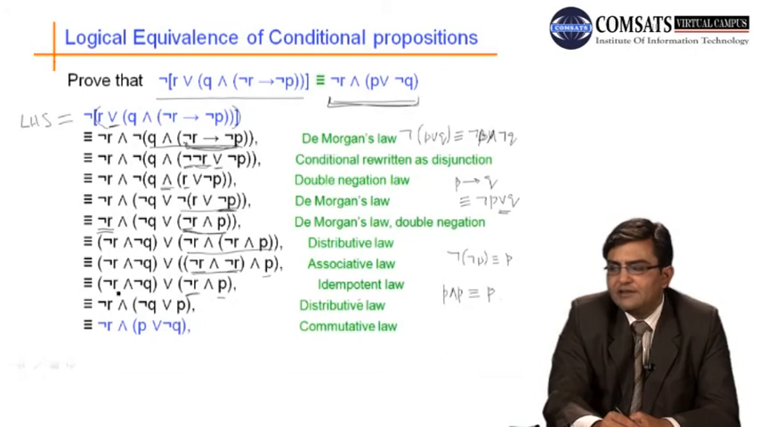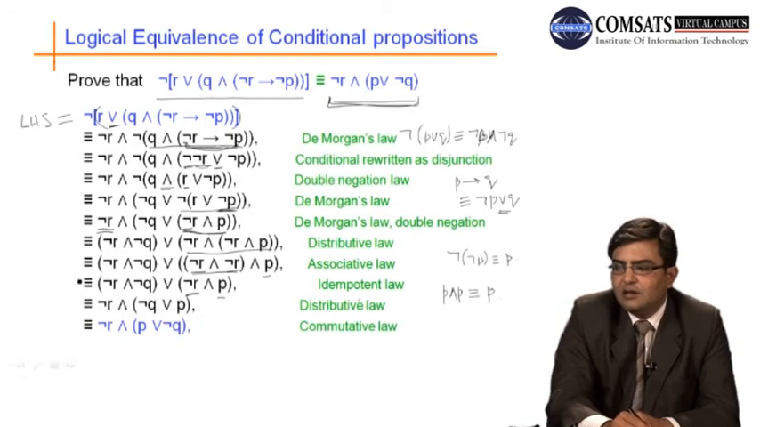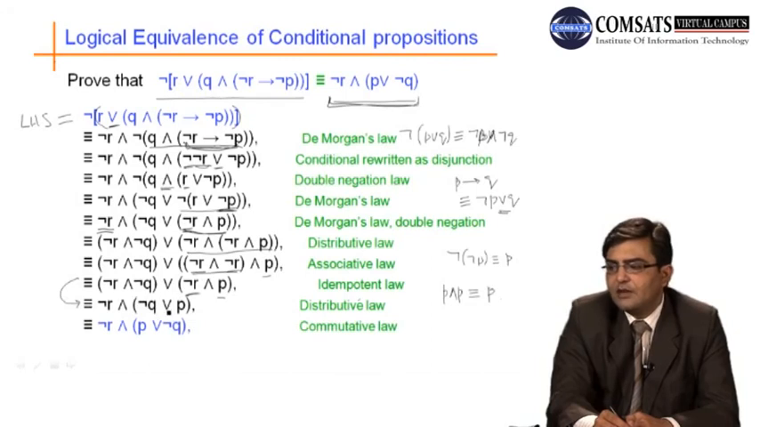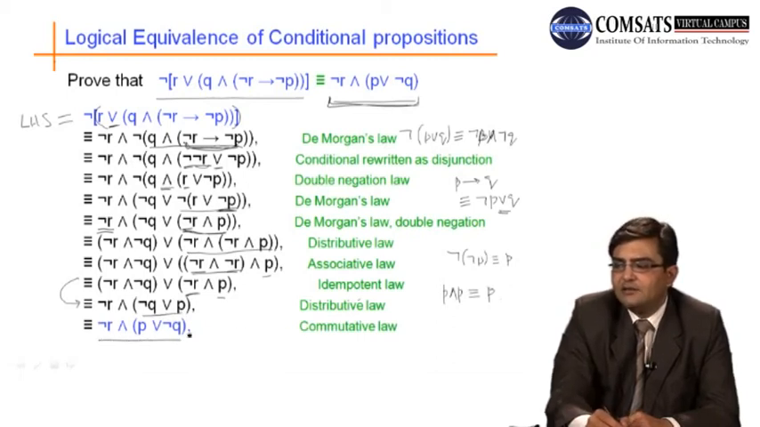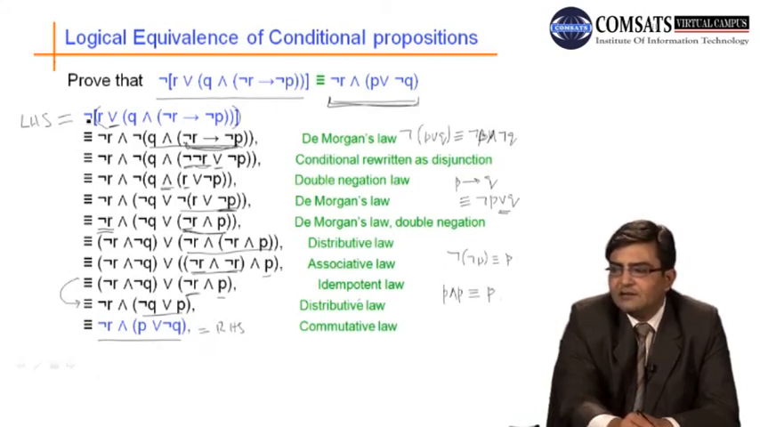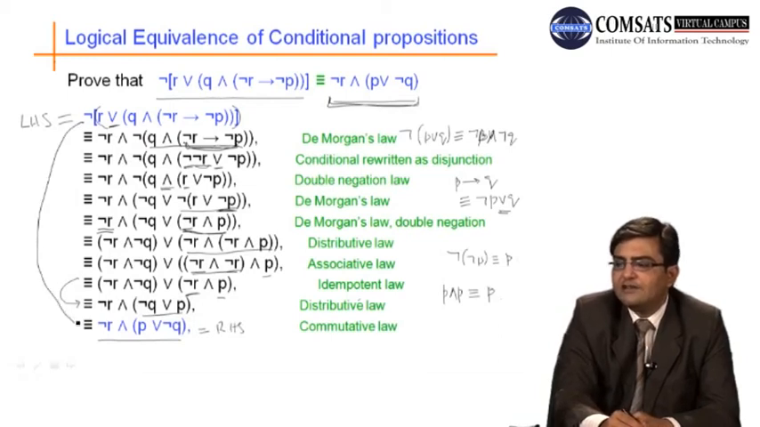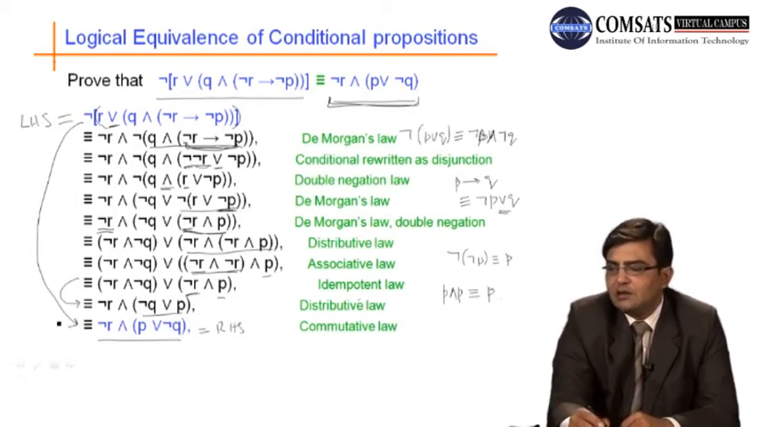Now we can apply again the distributive law here, not R and not Q or not R and P. So using distributive law we can write this statement equivalent to this, not R and not Q or P. So now we have to replace this by using commutative law, and we get the right hand side. This is basically the right hand side. So the left hand side is logically equivalent to the right hand side. We have proved it using some laws of logic.